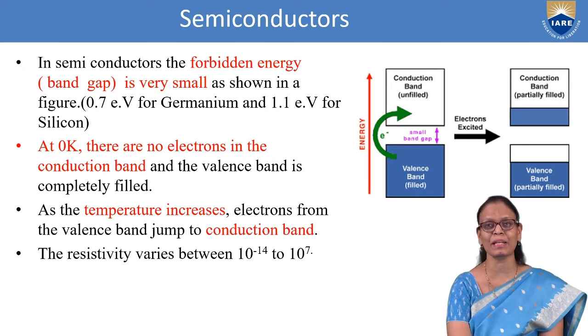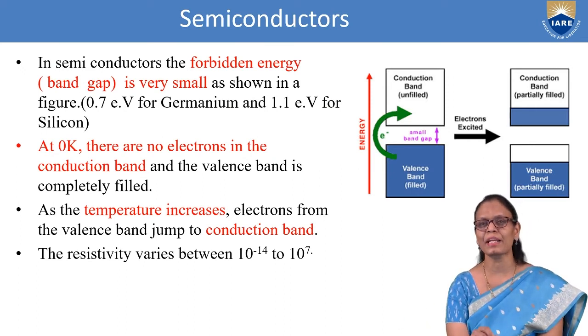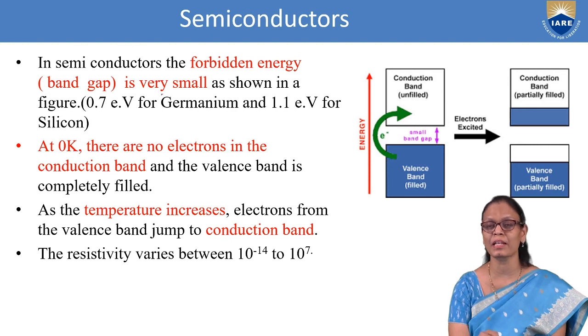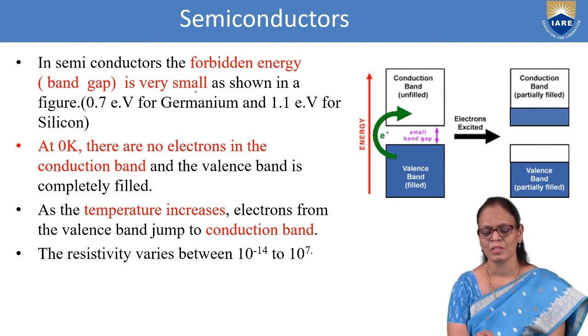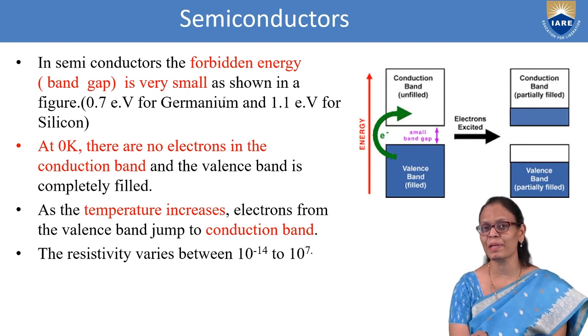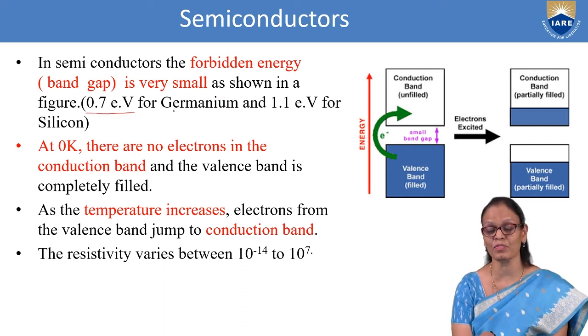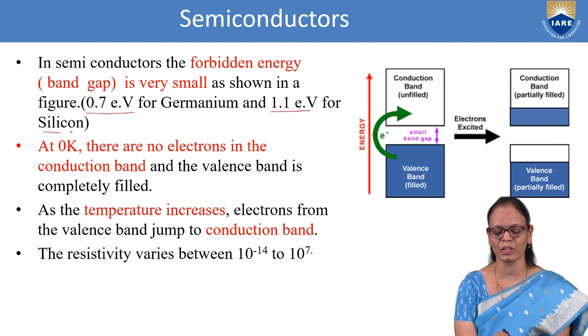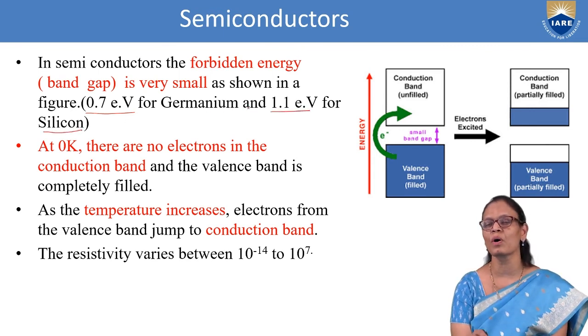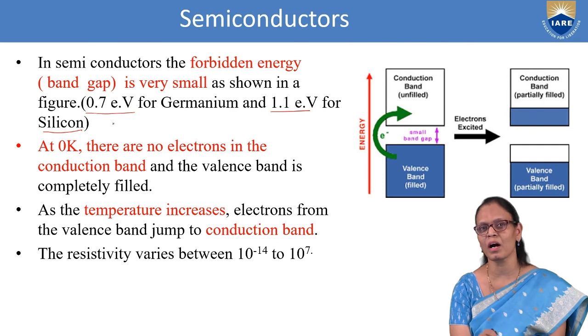Now coming to semiconductors. In semiconductors, the forbidden gap is very small. We have mentioned here 0.7 electron volt for germanium and 1.1 electron volt for silicon. That is why I said it is of the order of 1 electron volt, ranging from 0.7 to 1.1. Germanium and silicon are two very good semiconductors.